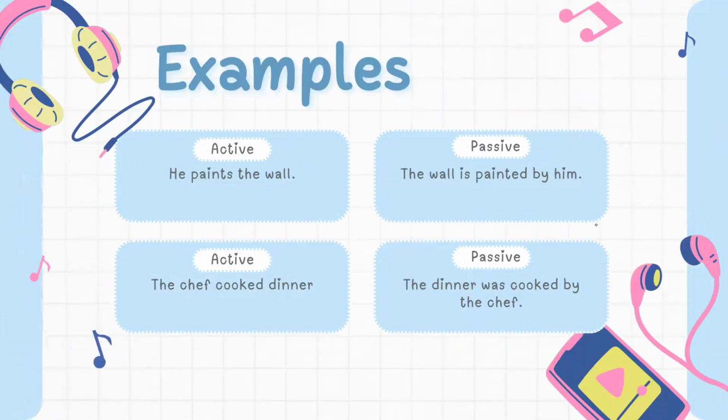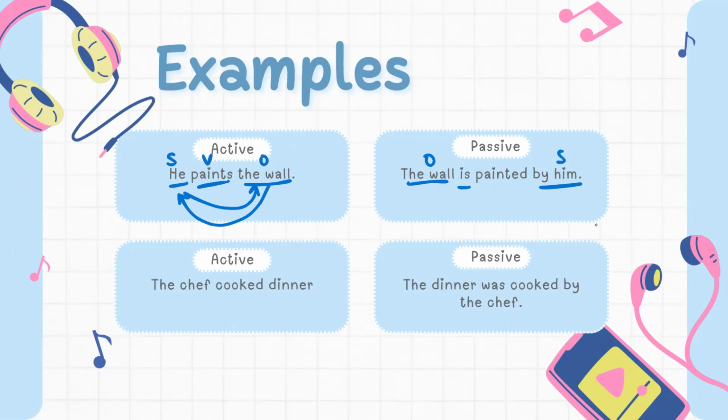So now let's focus on some examples. He paints the wall. Let's focus on the 3 steps. First step, you're going to identify the subject, verb and object. He, subject, paints, verb. What he paints? The wall, object. So now I'm going to swap the position of the subject and the object. Let's do the swapping. The wall is coming in the beginning and by him becomes the object over here.